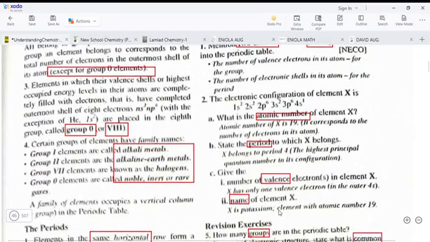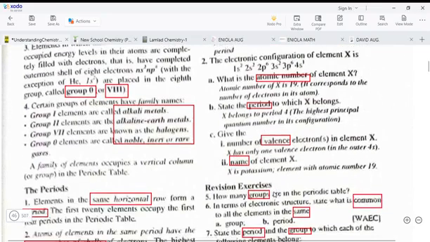Then if you are told to give the number of valence electrons in this element, it has just 1 valence electron. So how do we know? Just look at the last number at the top here, so that's the valence electron. It has 1 valence electron.